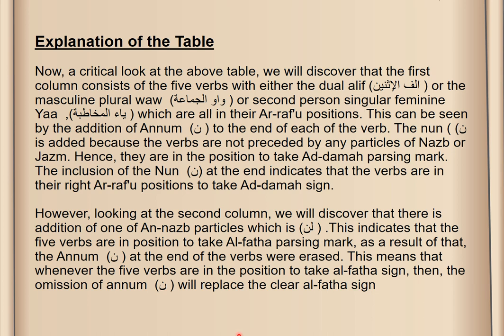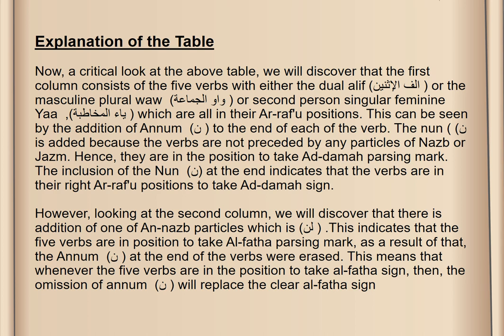Explanation of the table. A critical look at the above table, we will discover that the first column consists of the five verbs with either the dual alif aliful isnaini, or the masculine plural wawa jama'a, or second person singular feminine ya al mukhataba, which are all in their al-raf'u positions. This can be seen by the addition of a noon to the end of each of the verbs. The noon is added because the verbs are not preceded by any particles of nasb or jazm. Hence, they are in the position to take a dhamma parsing mark.